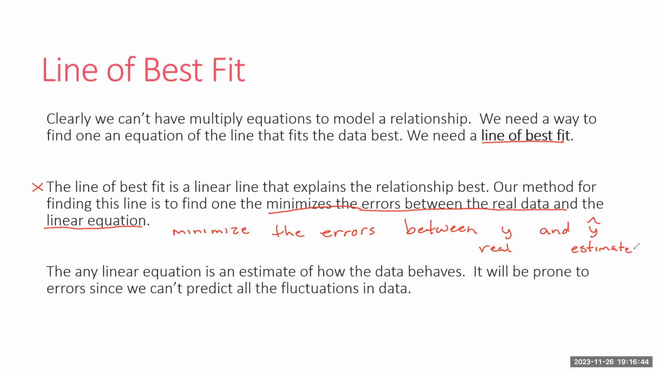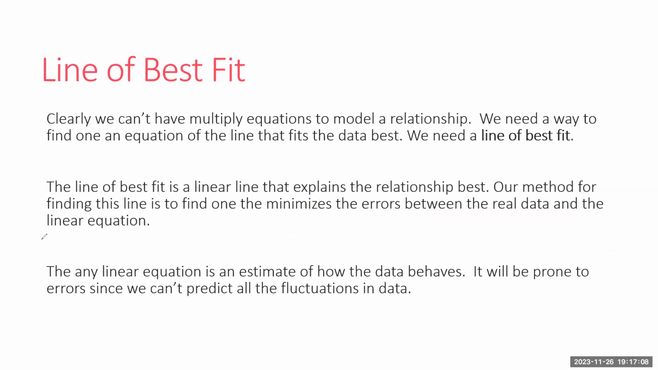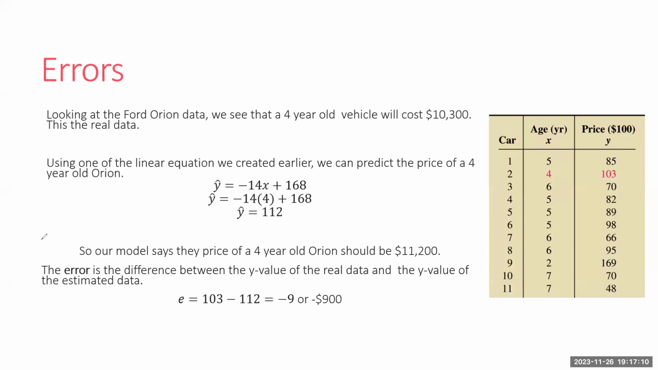If you went back to the data, there was one year, I think it was year 5, where we had 2 cars that were 5 years old, but they had different values. So we can't predict all the fluctuations. There's more going on than just age and price. There are other things affecting the price. We just can't control all those variables, which is what causes fluctuations in our data. So no matter what we do, we're going to have a line with errors in it. What we're trying to do is minimize them.